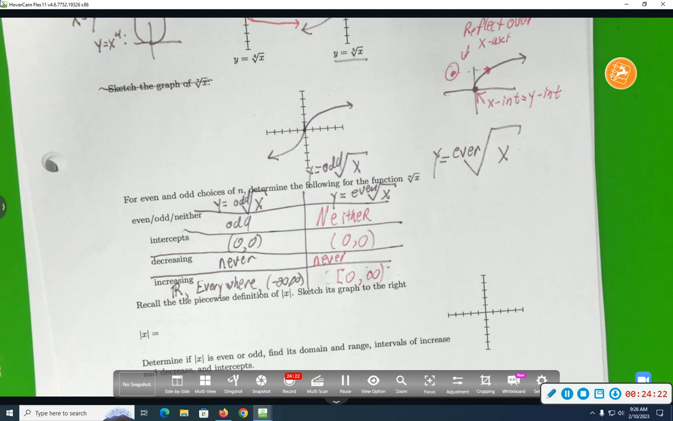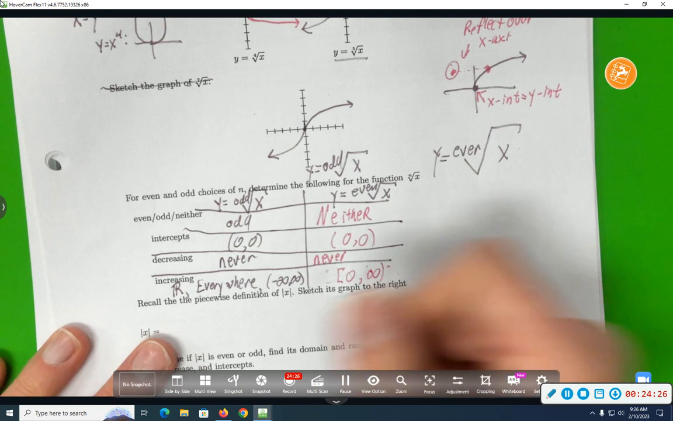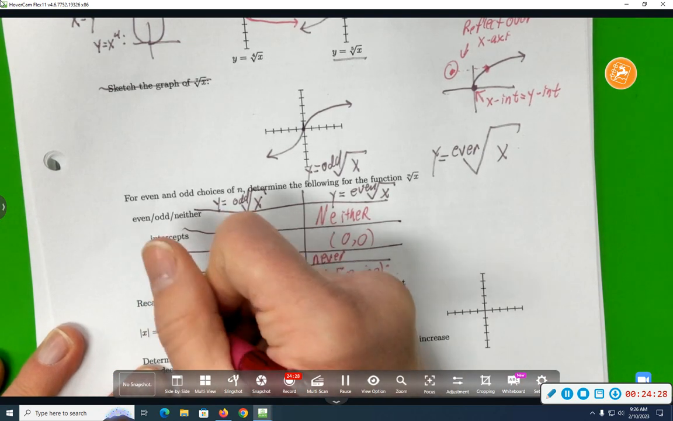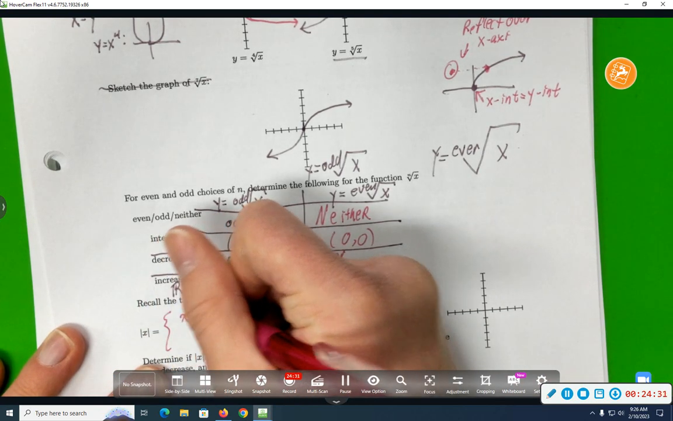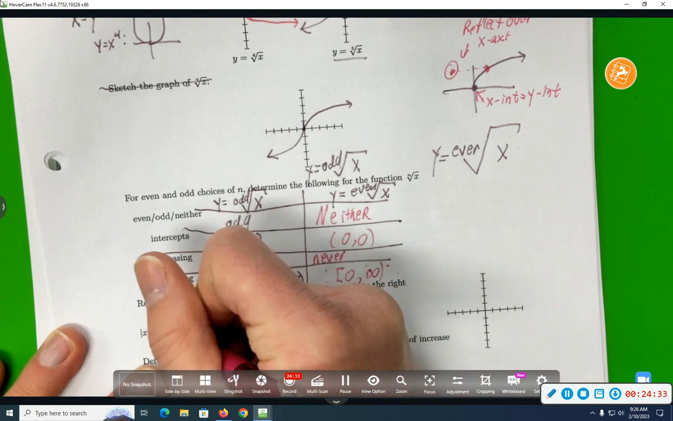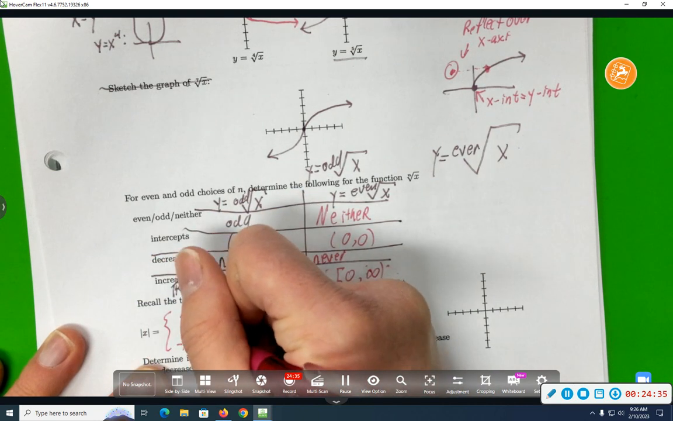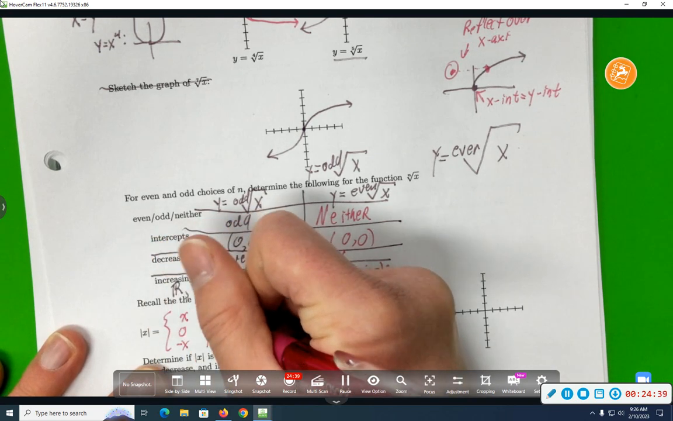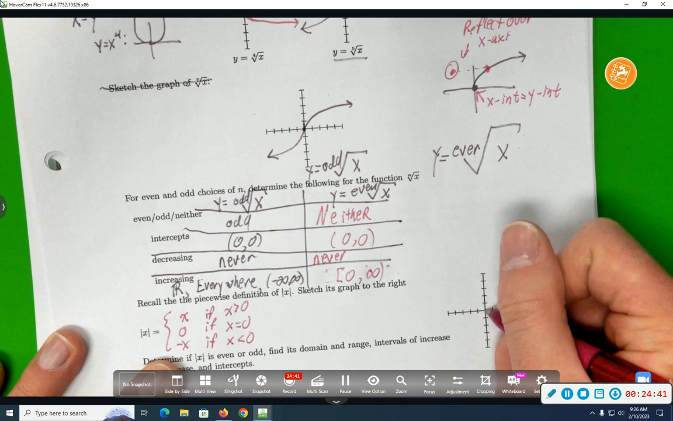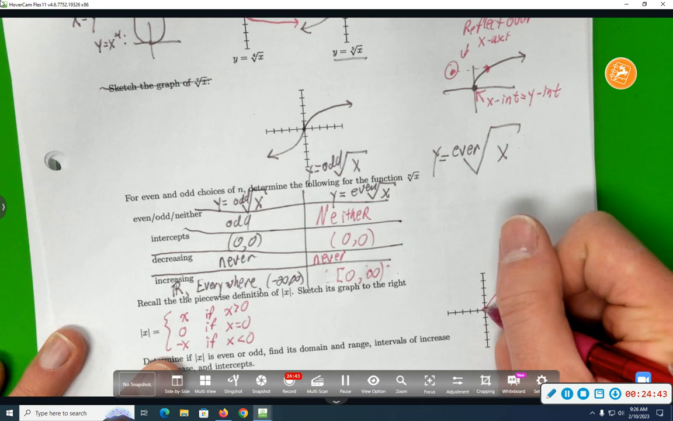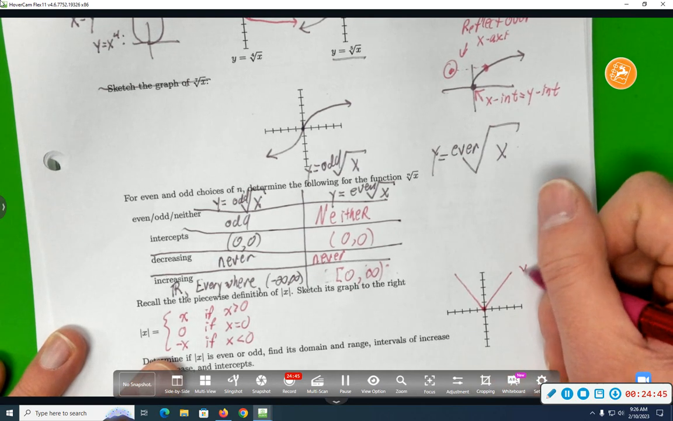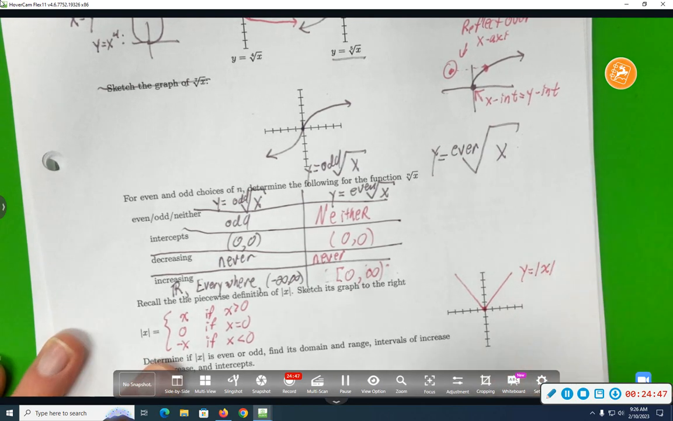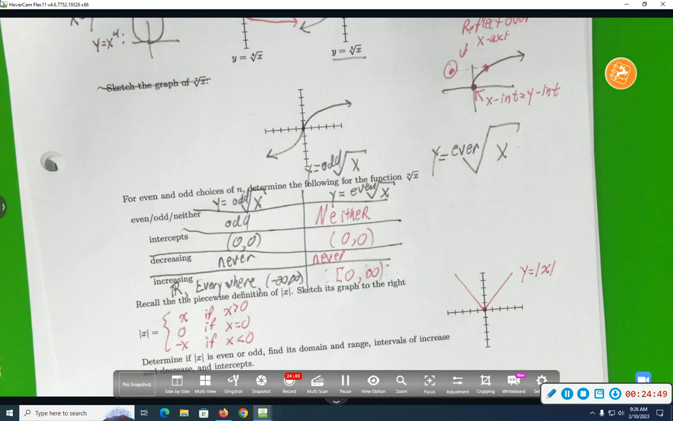And I guess the one elementary function still on the list on the board is the absolute value function. Let's recall that the absolute value of x is given by x if x is bigger than 0, negative x if x is less than 0, and 0 if x equals 0. And we've already seen the graph of it a few times. Here's the graph of y equals absolute value of x. Feel pretty okay?